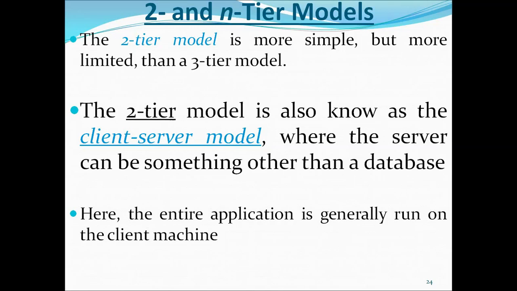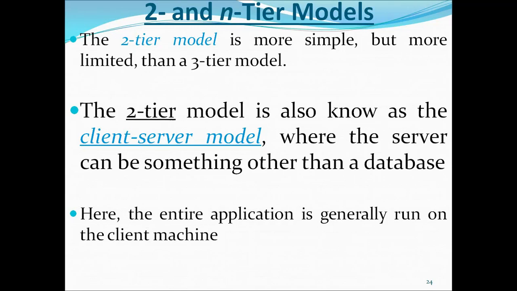The two-tier model is more simple but more limited than the three-tier model. The two-tier model is also known as the client-server model. इसको हम client-server model भी कहते हैं, where the server can be something other than a database. तो इसमें database नहीं होता है, सीधे-सीधे client और server होता है. Here the entire application is generally run on the client machine.